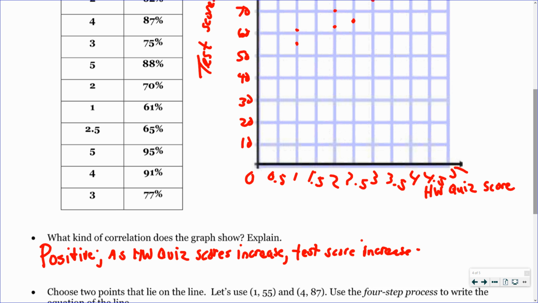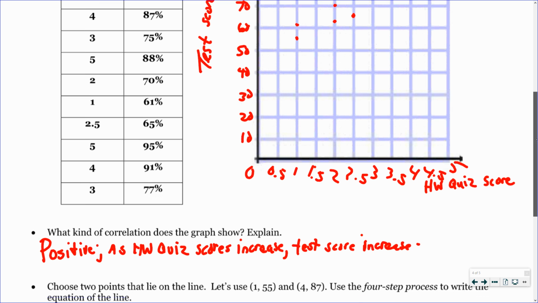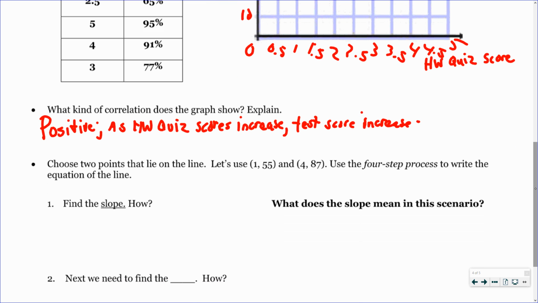Now, here's where the line of best fit comes into play. So, choose 2 points that lie on the line, and they're going to pick our 2 points. And when they say equation of the line, what should go into your head when you hear equation of the line? What's the equation of a line? Y equals mx plus b. Okay.